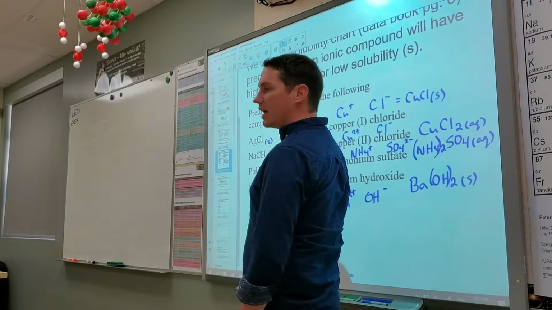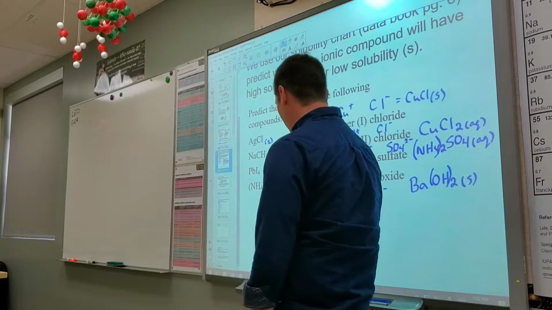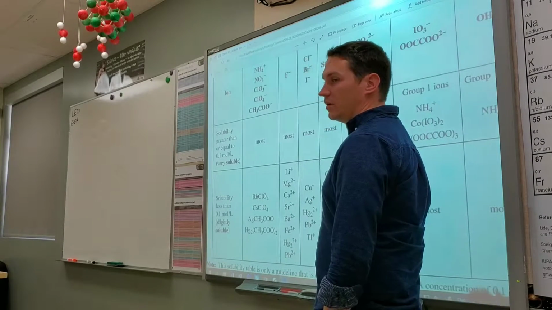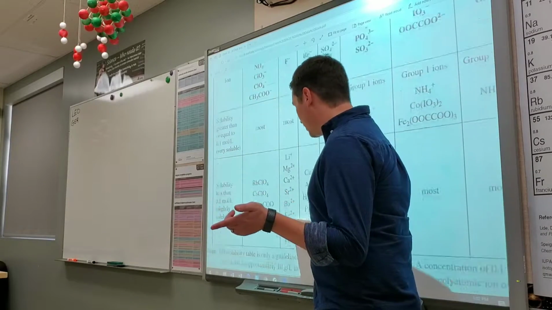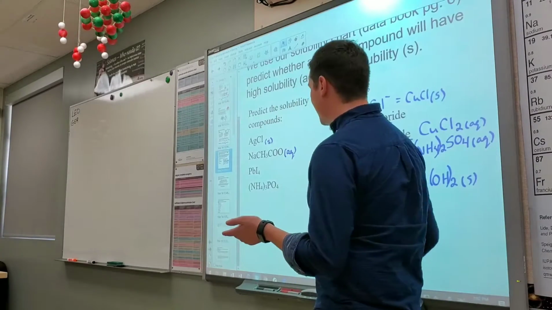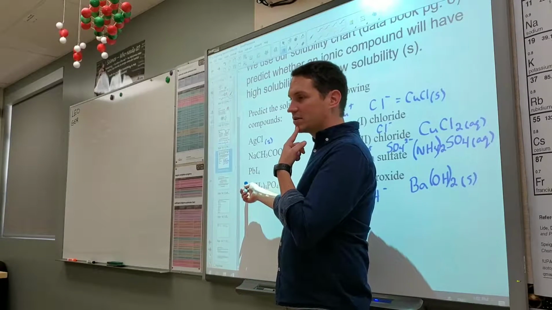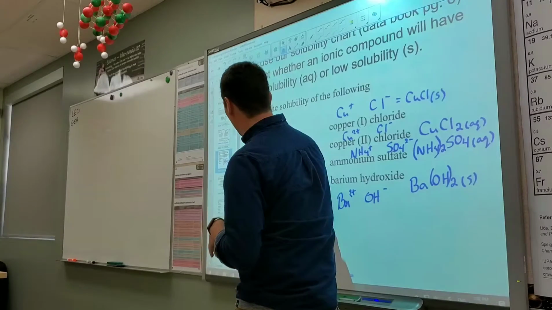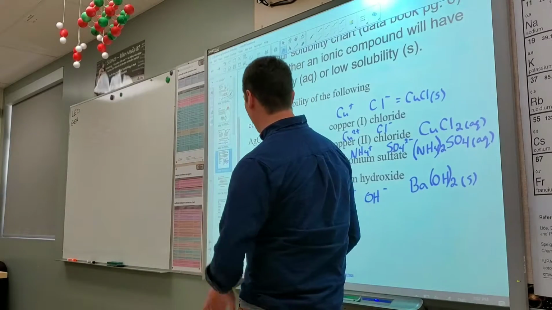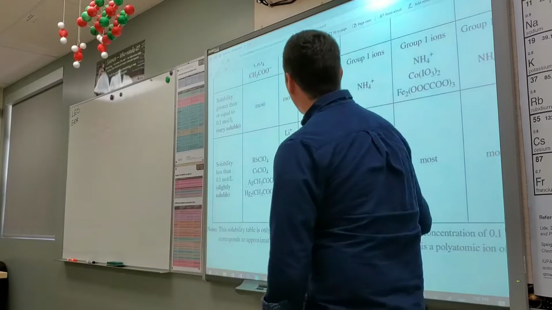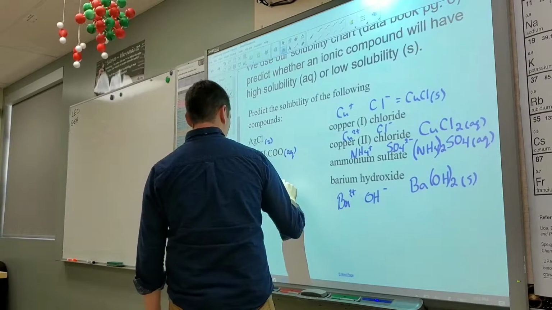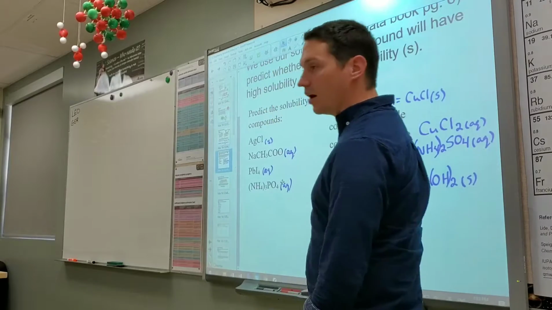Okay, the next one, what's the negative ion? Iodide, right? So let's find iodide. Iodide's here. Do you see lead down there? But when I look at this, is this lead 2 plus? No, it's lead 4 plus. So lead 4 plus is soluble. Lead 2 plus is not soluble. Are we okay with that? And then ammonium phosphate? When I look at phosphate up here, I see ammonium there, so very soluble. Good. Are we all right with that?